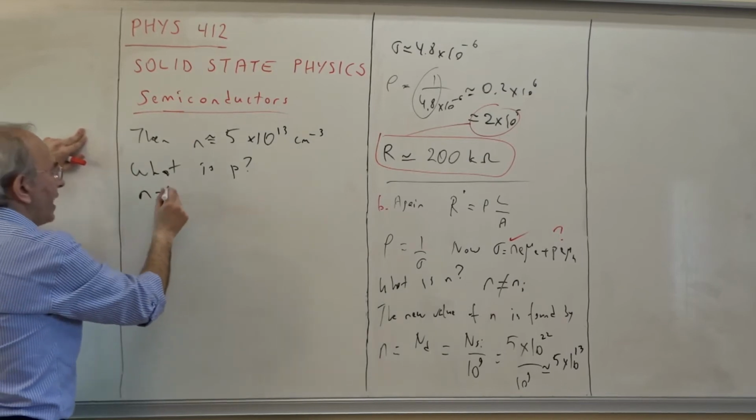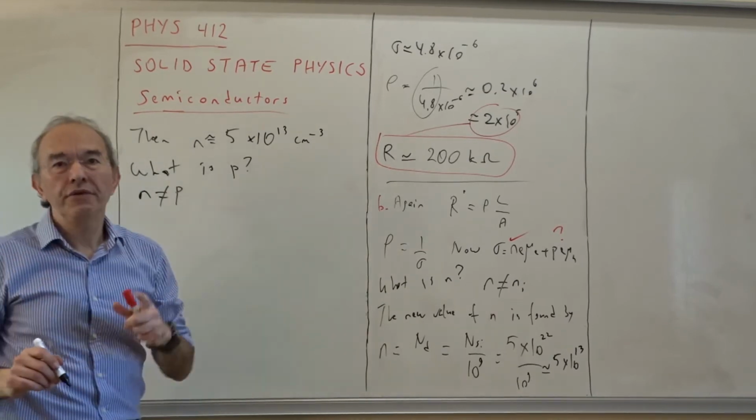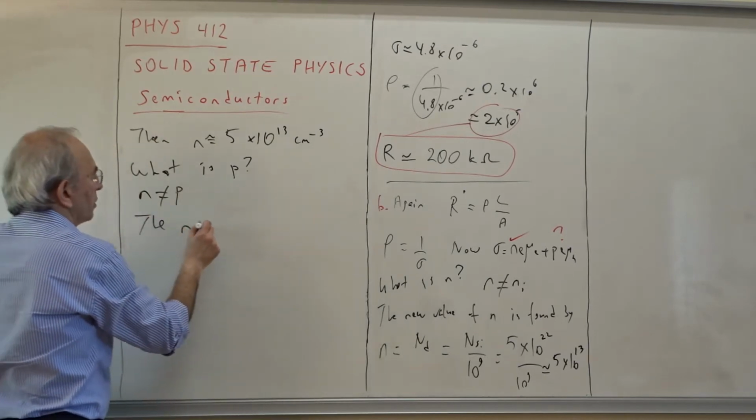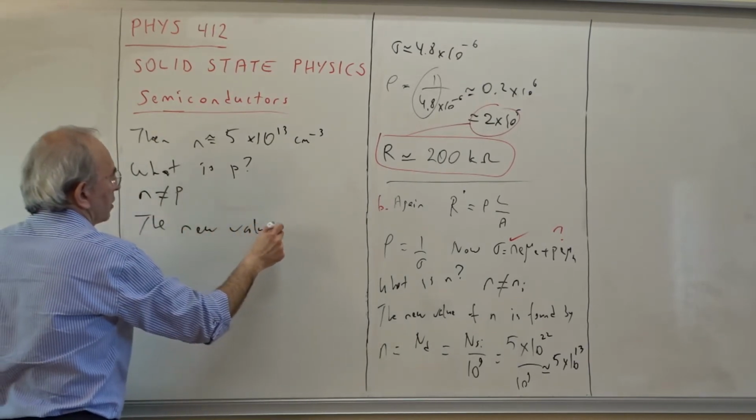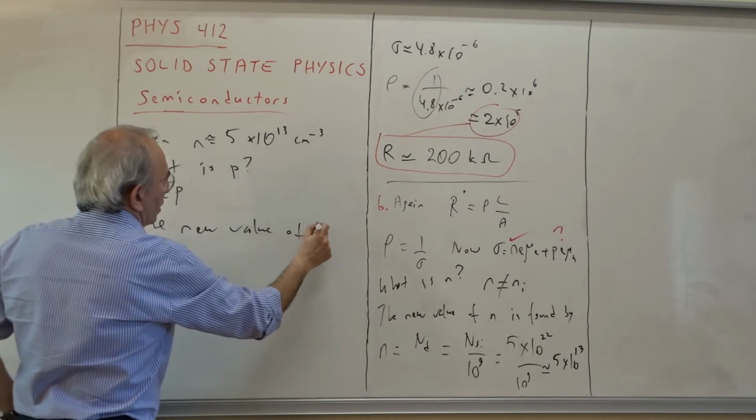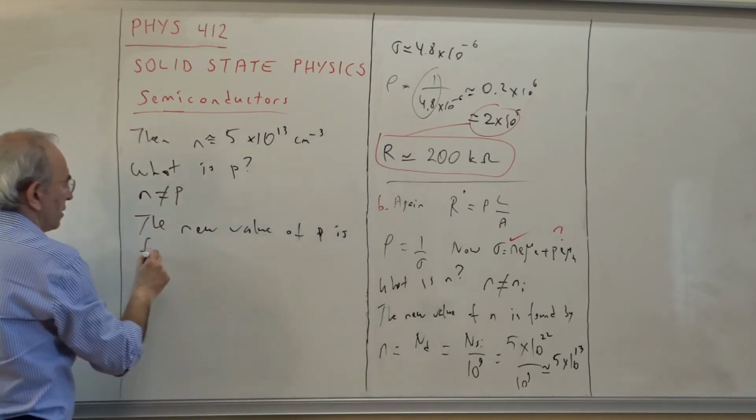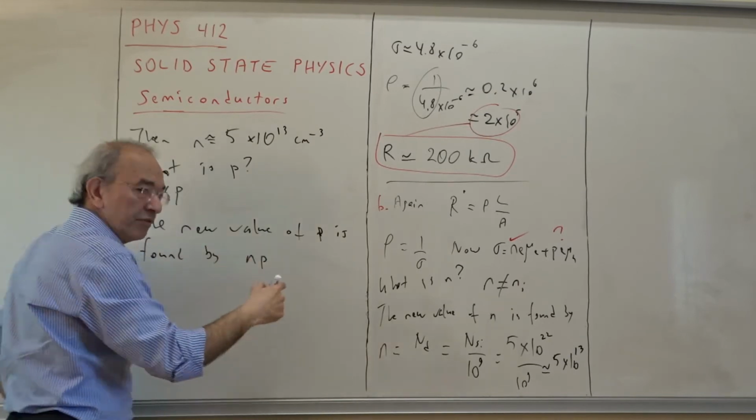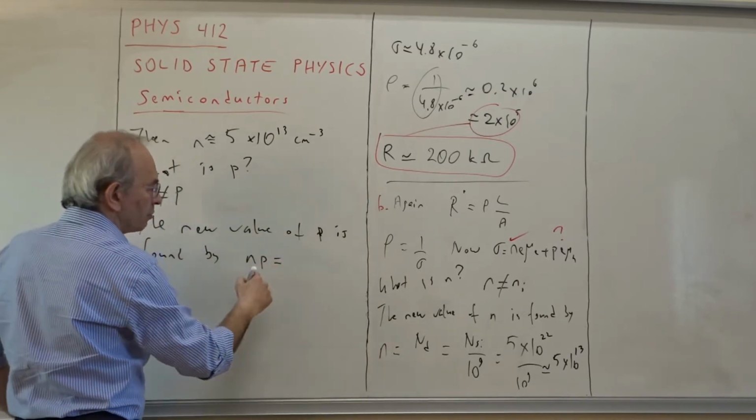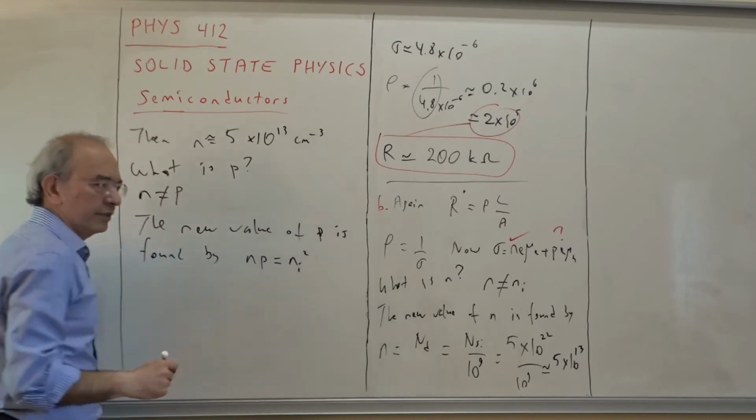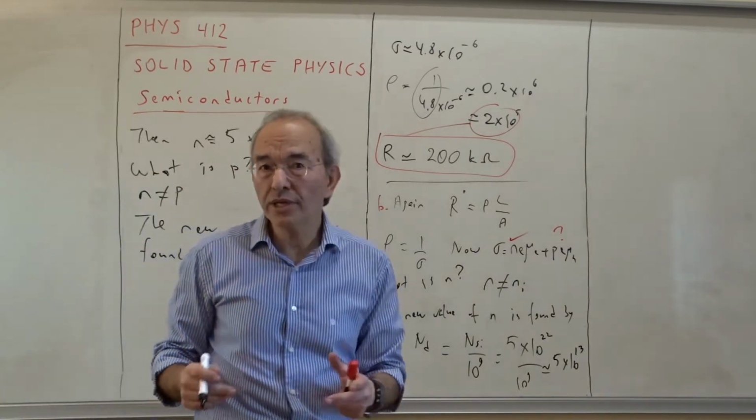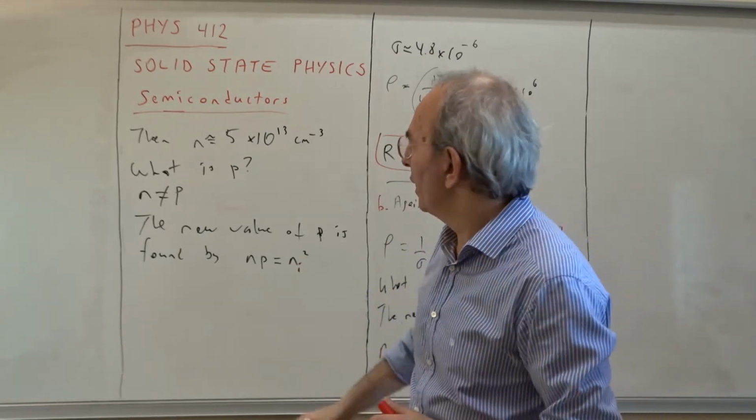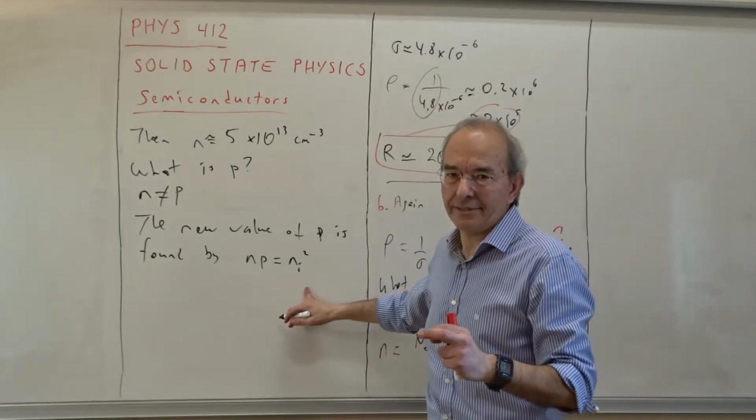Since we know that N is not equal to P anymore, we have to find the new value. The new value of P is found by N times P. Remember, we derived this equation in the previous part. N P is Ni squared. Whether it is a pure case or an N-type doping or a P-type doping, this formula is valid.